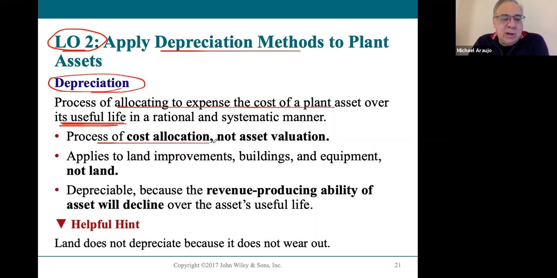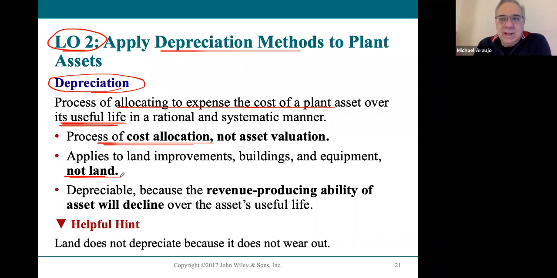So this is actually a cost allocation. It's not technically a write-off of sorts. It's more of a cost allocation over time. It applies to all the property, plant, and equipment accounts except land, because land has an unlimited useful life. Okay.